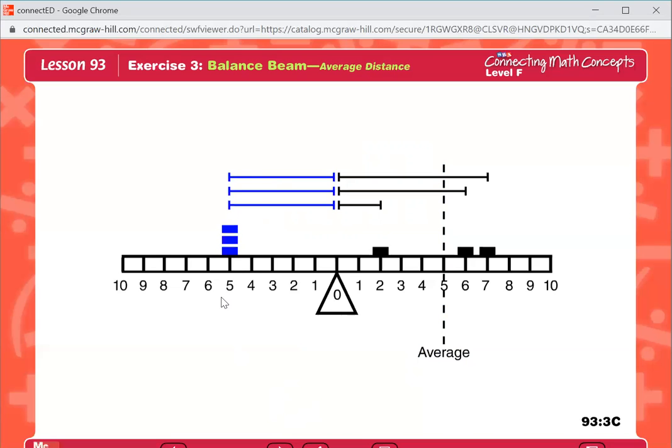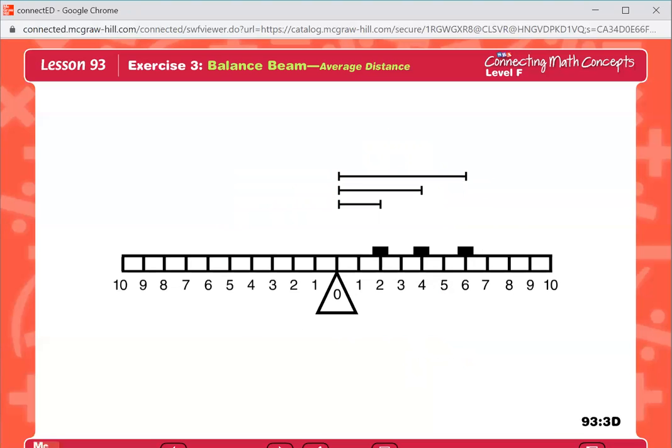Now we know we have 15 on this side and 15 on this side. If the total distance on both sides is the same, the beam will balance. We have 5 plus 5 plus 5 on this side, equaling 15. There is a distance of 15 on both sides because 2 plus 6 plus 7 also equals 15.